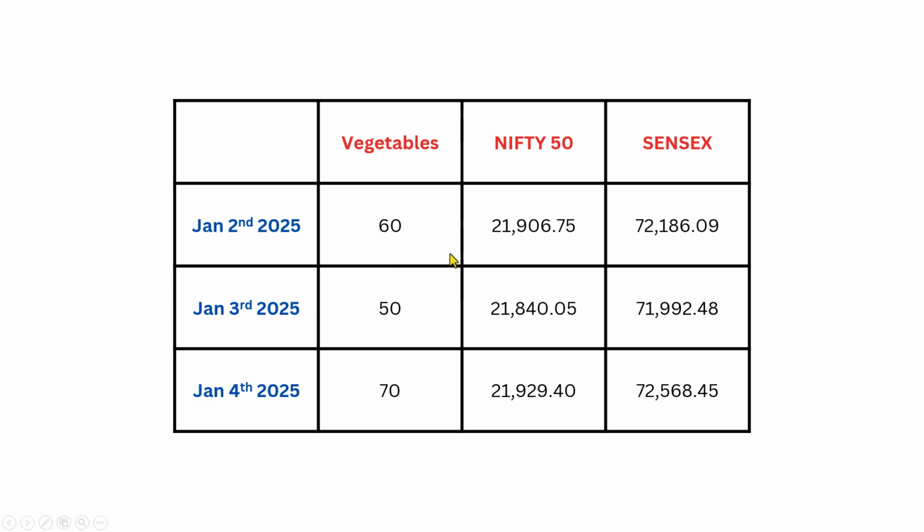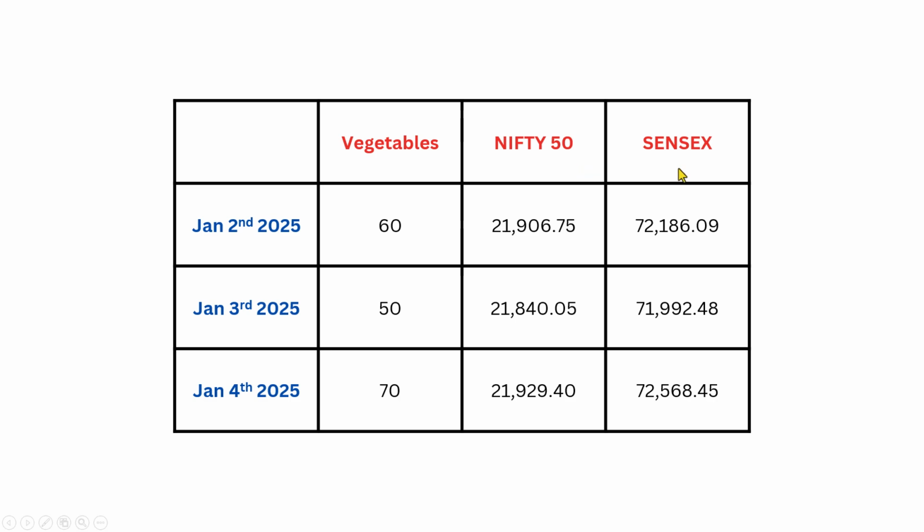Similarly, the index here gives you an idea of how the price of something is moving. Now what is this something? This something is stocks. This index gives you an idea of how the price of stocks in the market is moving.